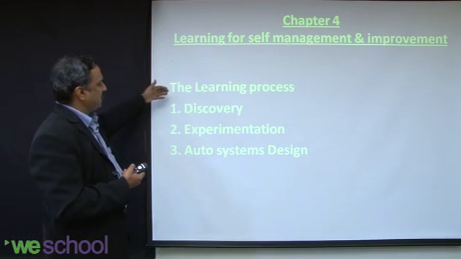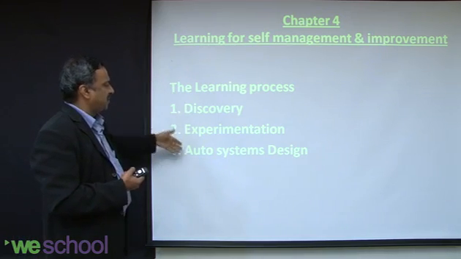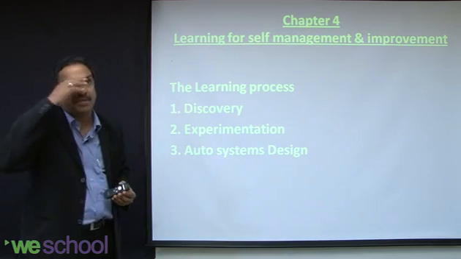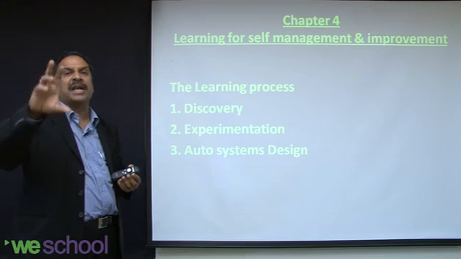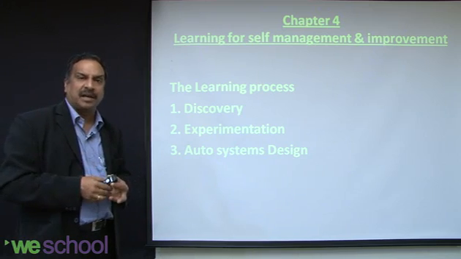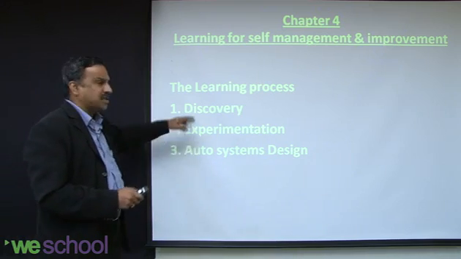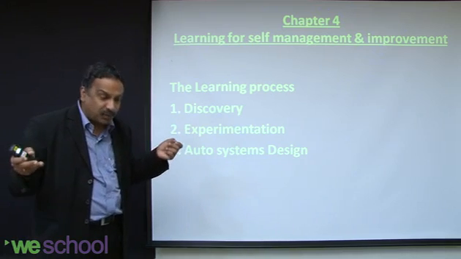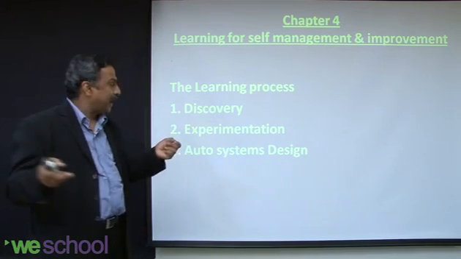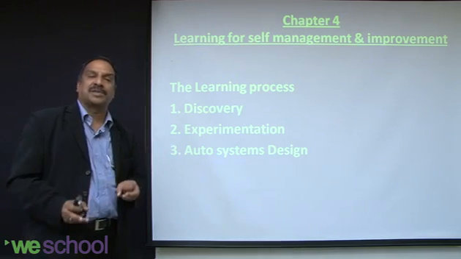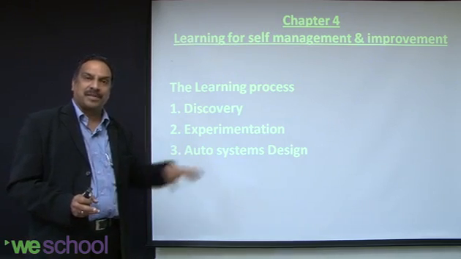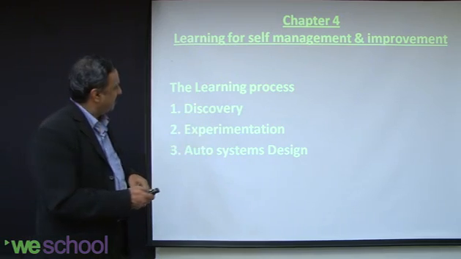The learning process involves 3 steps: discovery, experimentation, auto systems design. First time I'm discovering something new, wow. And then I start working with that. Imagine Lego pieces are there, right? You give it to a child, it starts discovering something new. It looks wide-eyed, with very big eyes. And then what does it do? It experiments. And then it starts creating its own shapes, auto systems design. This is creative learning, right?